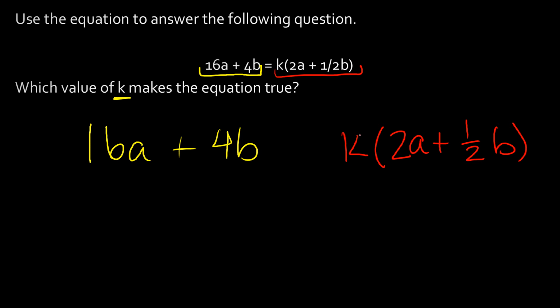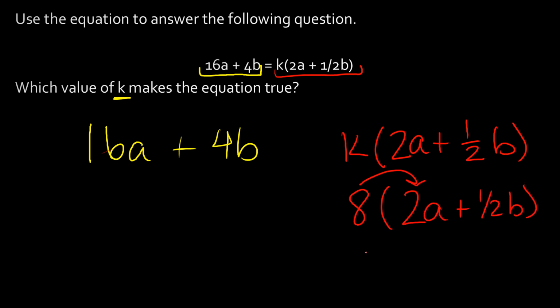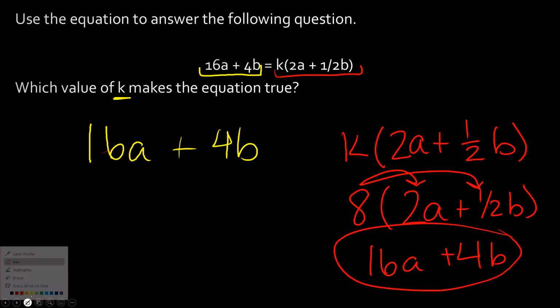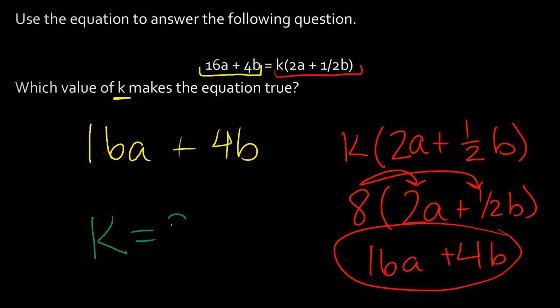So I need to think what number times 2 will give me 16. So if I have some number times 2 equals 16, that could be 8, right? If I put an 8 out here, if I have 8 times 2, that's 16a, and 8 times 1 half is 4b. So that gives me the same expression, which means that my final answer here is going to be k is equal to 8. Alright, so I was thinking what number times this 2 will give me this 16 that I'm looking for.